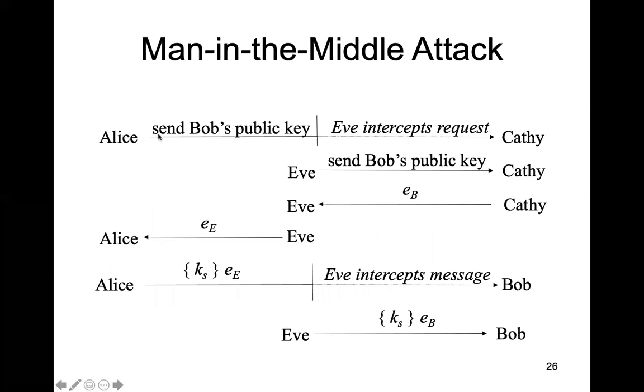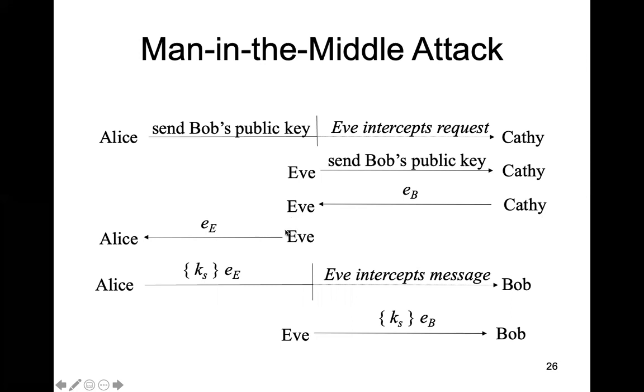So Alice could send a request to Kathy. So Alice and Bob, they want to communicate with each other. They don't know each other's public keys. So Alice sends a message to Kathy, who is this trusted third party, saying, "Hey, send me Bob's public key." Okay. Now Eve is an attacker who is sitting in the middle. So she's a man in the middle, and she is intercepting this request. She's pretending to be Alice and sending the same request to Kathy. Send Bob's public key. So Kathy responds back to Eve with Bob's public key.